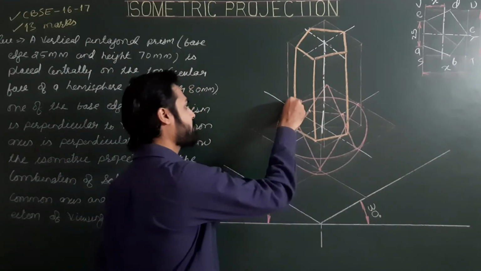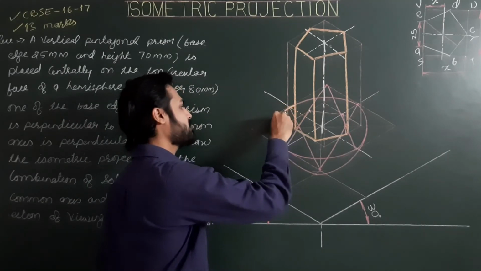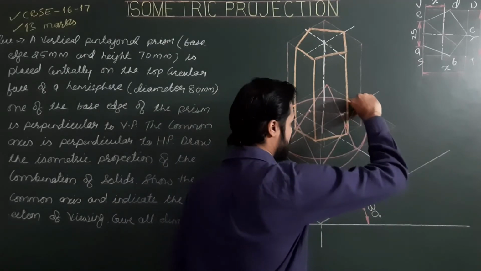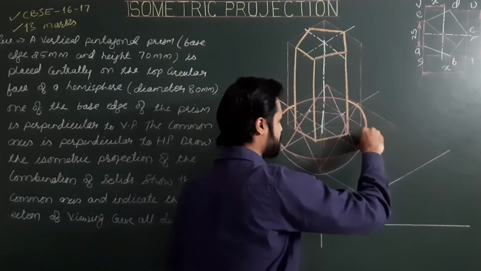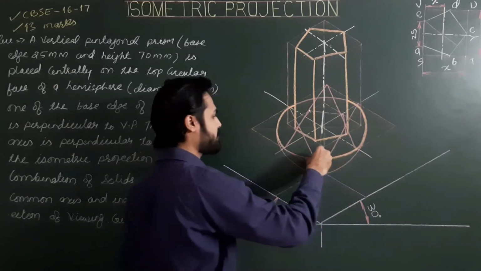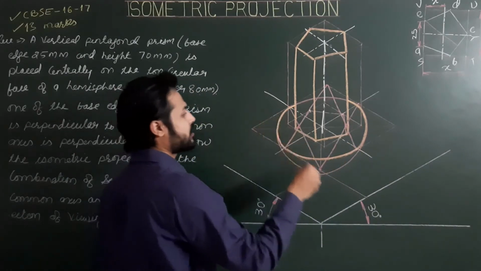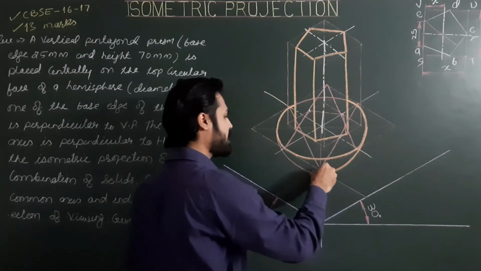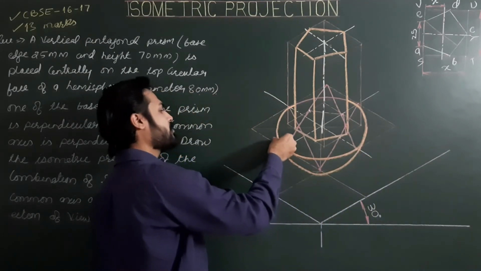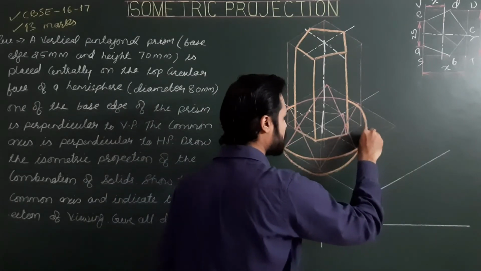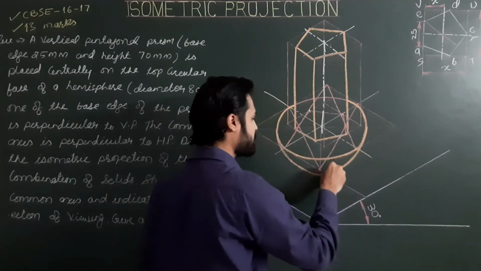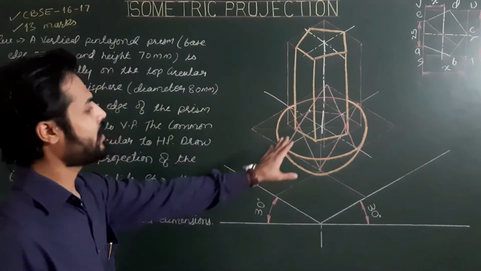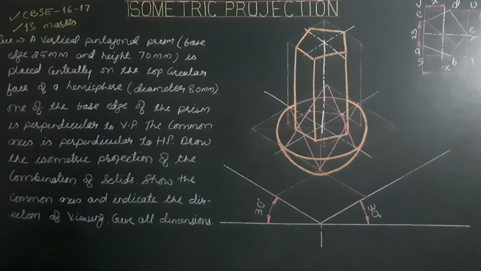Now last, showing all visible parts of the hemisphere. So this elliptical part is visible, and the semicircular part or bottom curved portion of the hemisphere is visible. And please use a dark pencil for the final outline. Next, dimensioning.